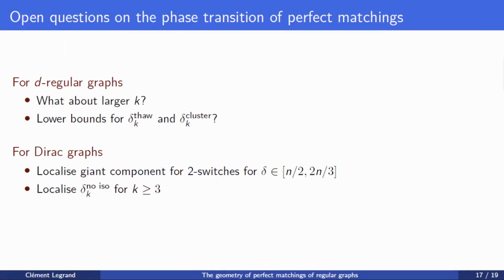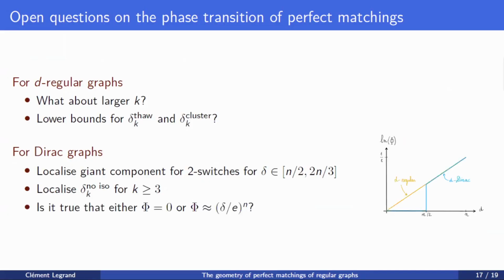Then for Dirac graphs, as I said, when you're looking at two switches, we have a lower bound on the giant component threshold of n/2 plus a constant, and we have connectedness at 2n/3. And we don't know what happens in the middle. So the giant component threshold is somewhere in the middle, and we have no idea where it is. Depending on the day you ask me this question, I would tell you either left or right. So I really don't know. And this is probably a much harder question, localizing the no-isolated-vertex threshold, and this is basically Caccetta-Häggkvist, so probably not the best problem to work on.